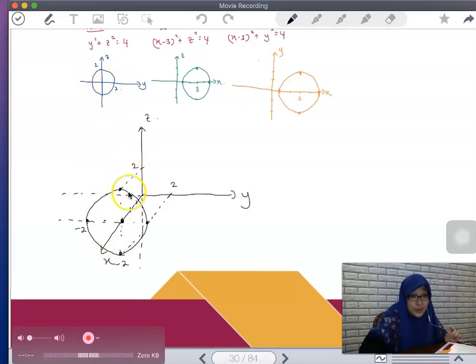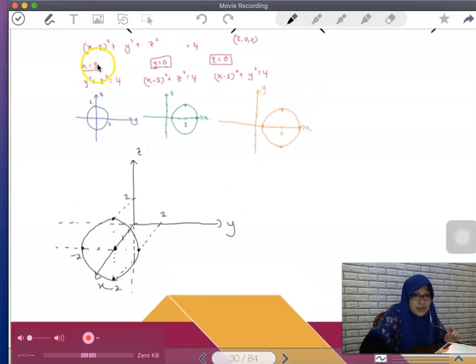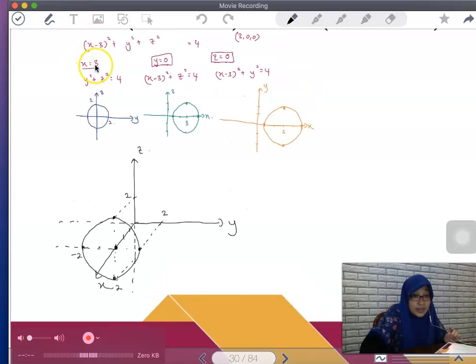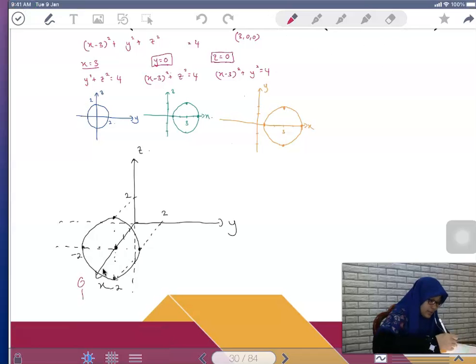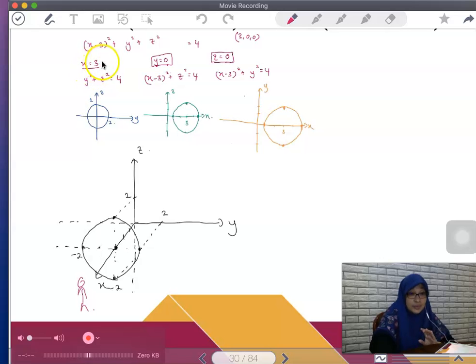Okay, now I redraw, because we set the circle to be located at x equal to 3, not x equal to 0. Then you should bring it forward. Okay, over here. So now you can see the circle at the x equal to 3 plane. So it should be here, not at the back.